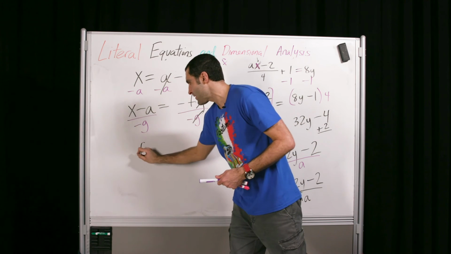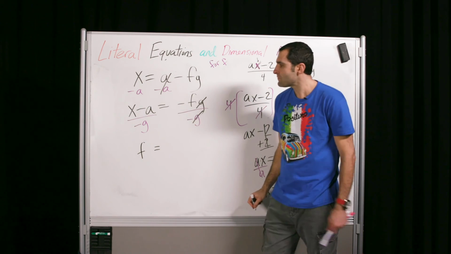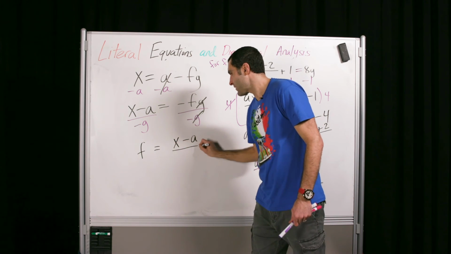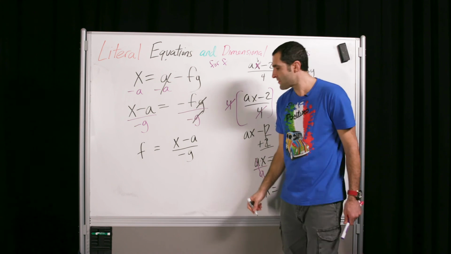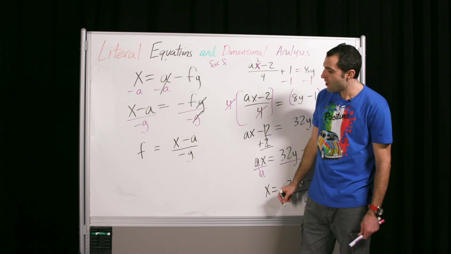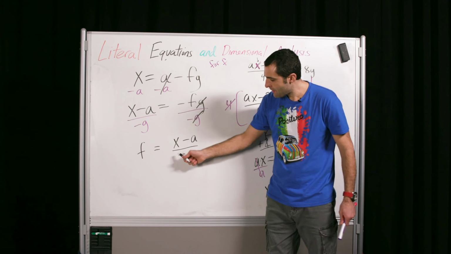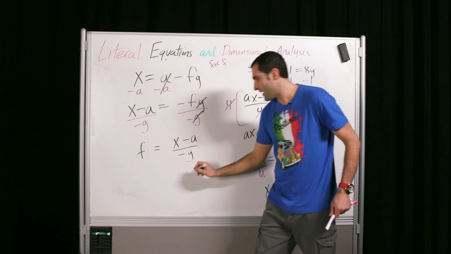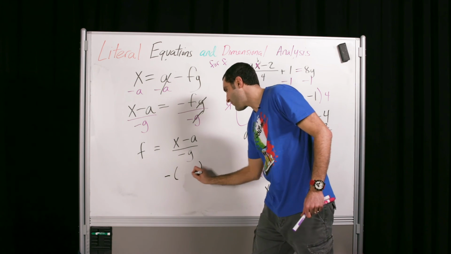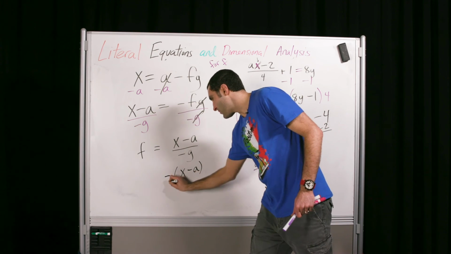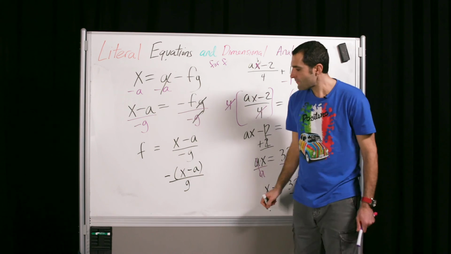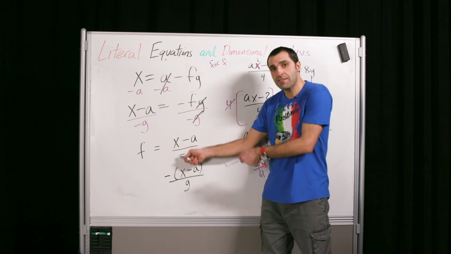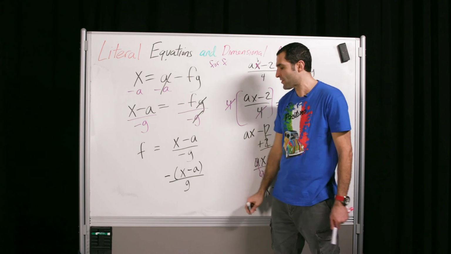F equals, interesting, x minus a over negative g. This is fine. This is totally fine as an answer, okay? Or that negative can apply up here. If we wanted to make that g positive, we could take the negative and put it on the top. If we did, it would apply to everything. That's also fine. We could leave it that way. Negative in the denominator is equivalent to negative in the numerator. It's just saying that the fraction is negative.